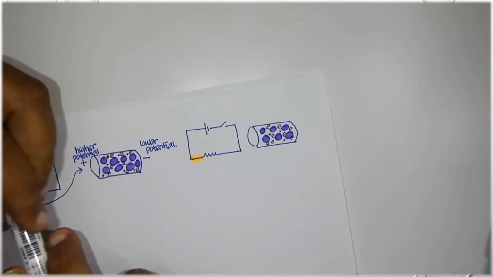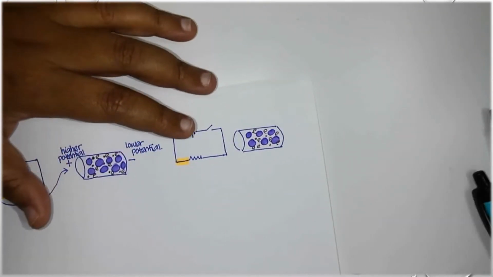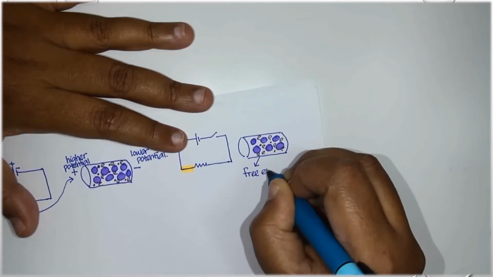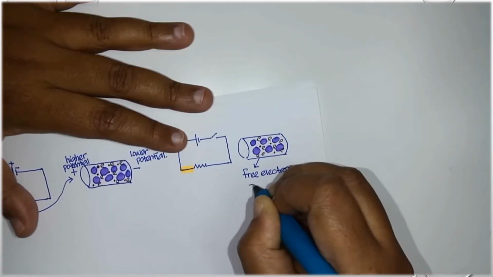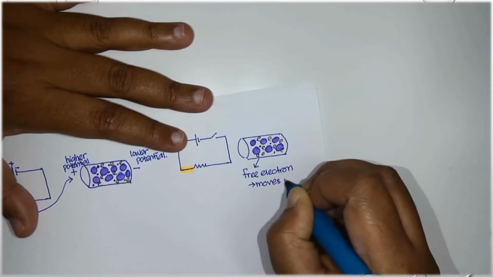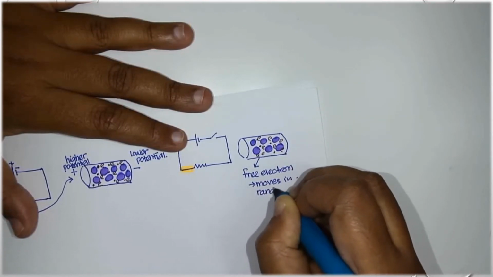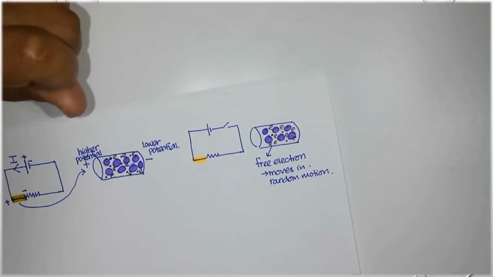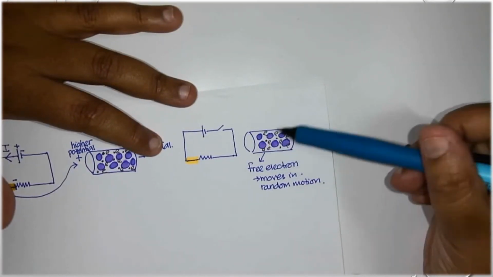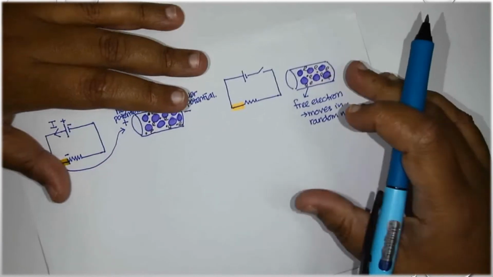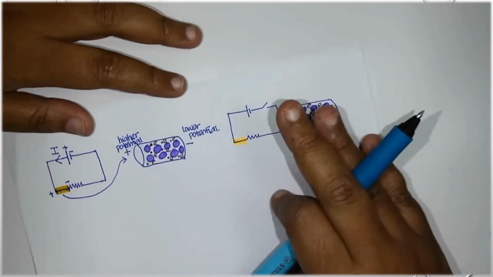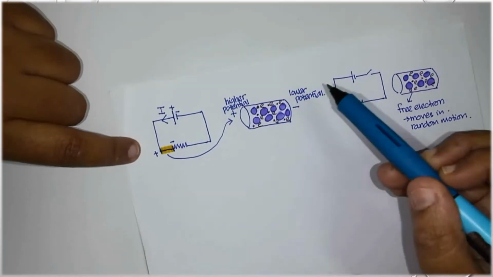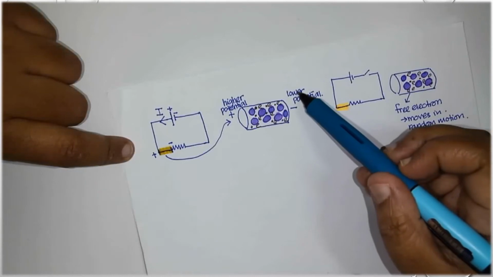So what happens at this time when the switch is open? These electrons, which are called free electrons, move in random motion. That means they move everywhere. But the moment you close the switch, which is this situation, a higher potential will exist at this point here, and a lower potential will exist at this point here.